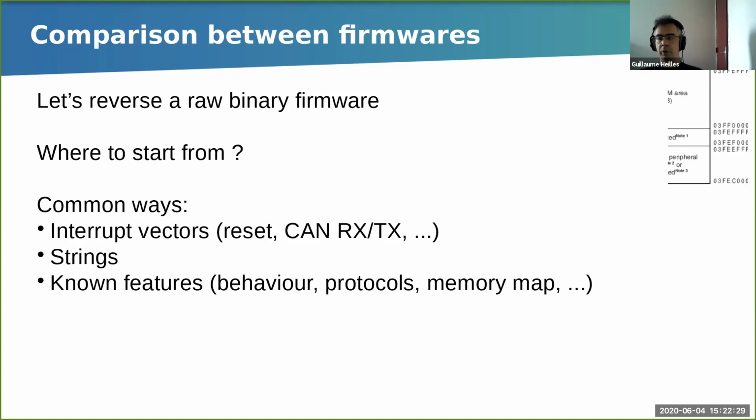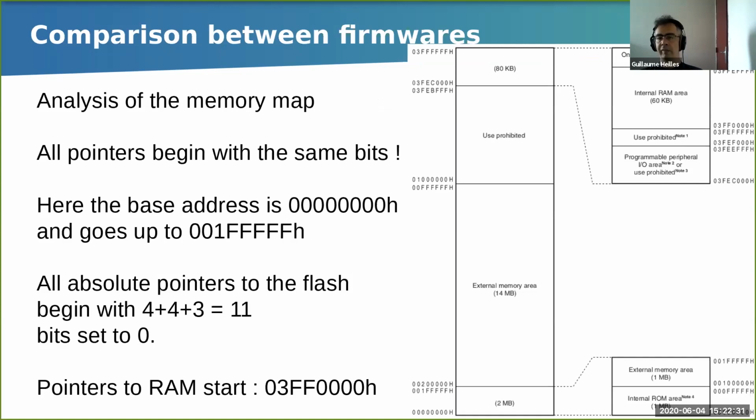So what is a memory map? For a microcontroller, it's the fact that everything is organized in the same address space. On 32-bit microcontrollers, the address space is 4 gigabytes, which is pretty much. In fact, you don't have 4 gigabytes of memory inside a microcontroller. You have a few megabytes of flash memory, a few kilobytes of RAM, and other stuff for IOs.